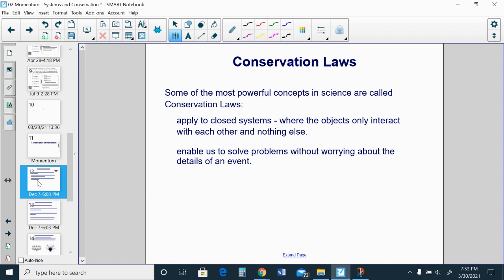Conservation laws are some of the most powerful concepts in science. Keep in mind, conservation applies when the system is closed. So it's a closed system where the objects only interact with each other and nothing else, so there are no external forces from the environment surrounding the system involved. And thinking this way enables us to solve problems without worrying about the details of an event. So it really helps simplify problem solving.